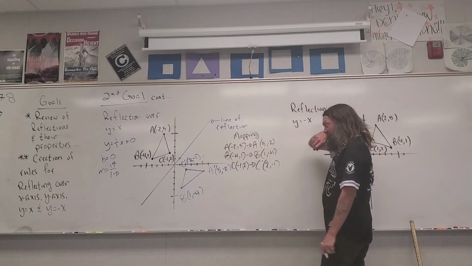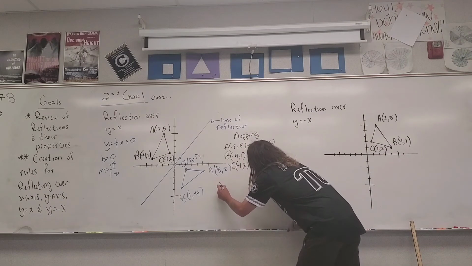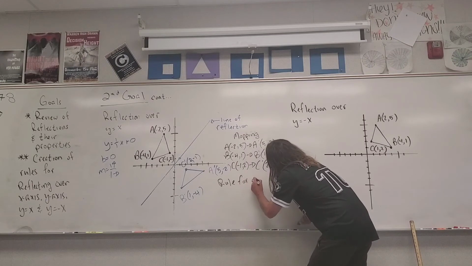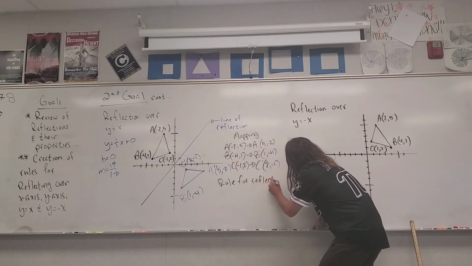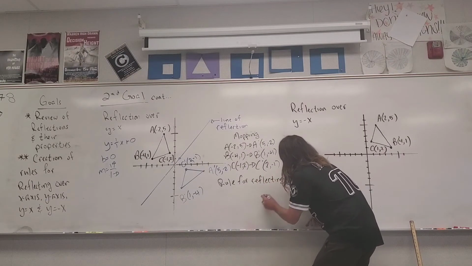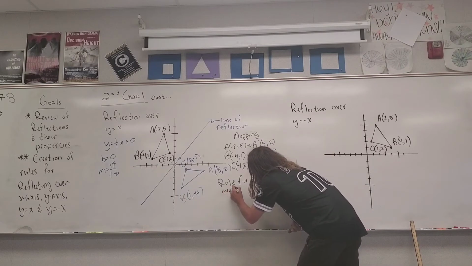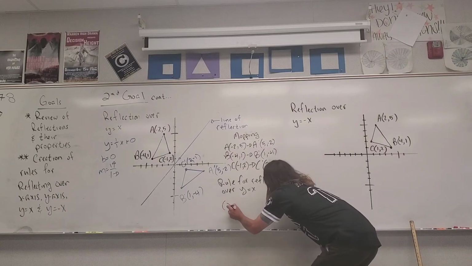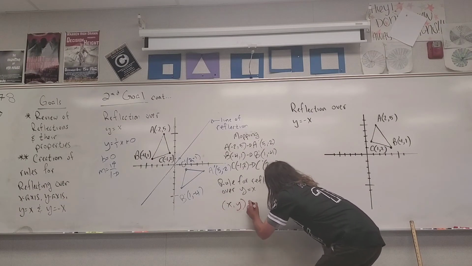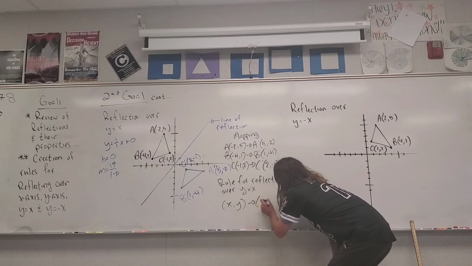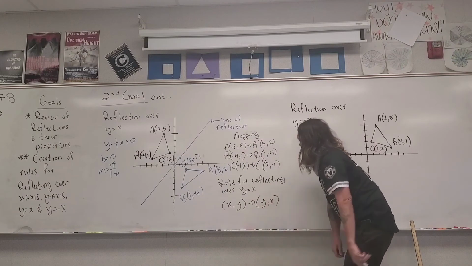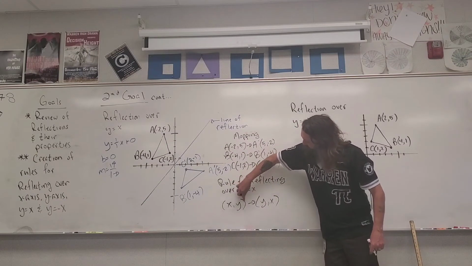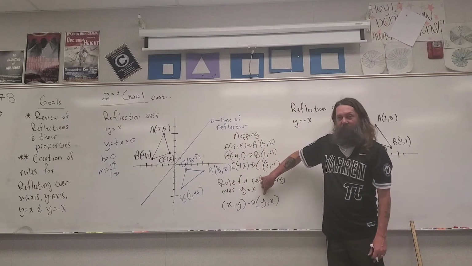So the rule for reflecting over y equals x is going to be the following. (x, y) maps to (y, x). We're just switching the coordinates. X goes to the y position, y goes to the x position.